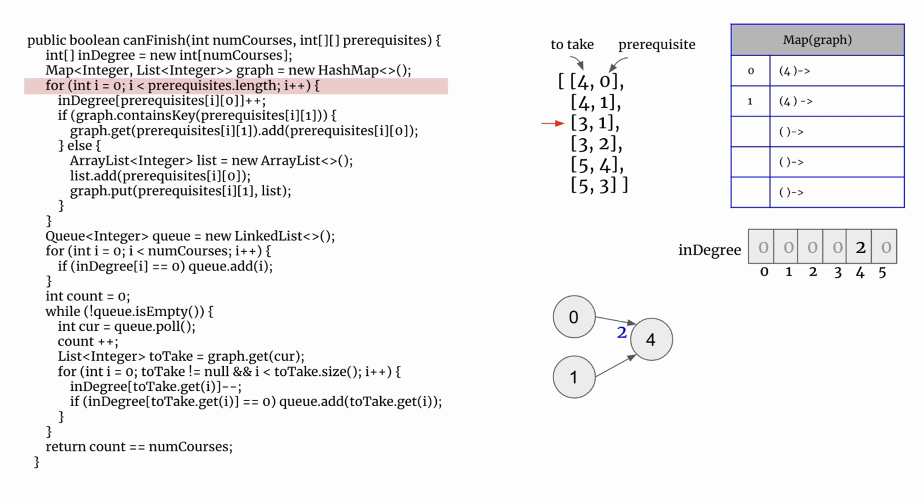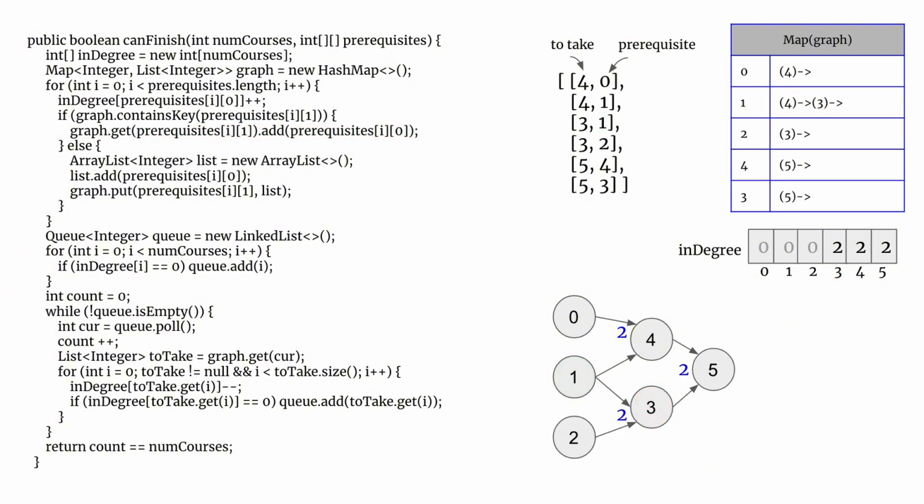Continue the loop. Now we are looking at the subarray 3, 1. To take course 3, there is a prerequisite course 1. So here, the indegree of course 3 increases to 1. Because vertex course 1's info exists in our hash table, which means we have another neighboring vertex from vertex course 1, we directly add such neighboring vertex into our existing list.